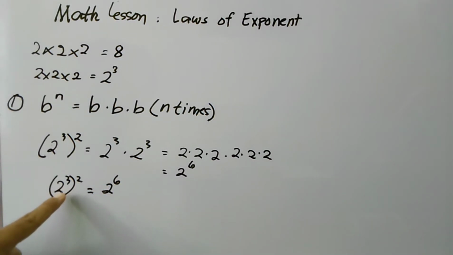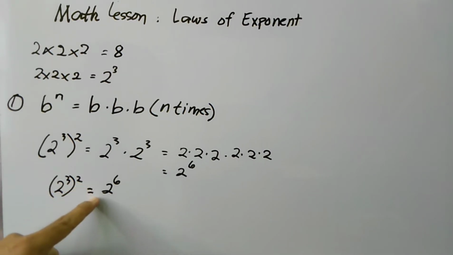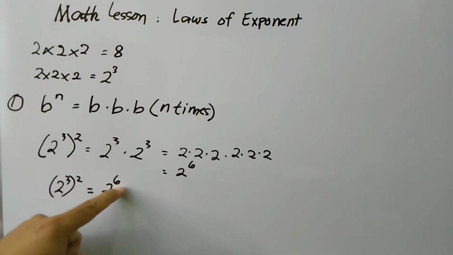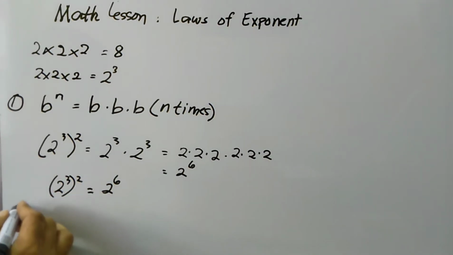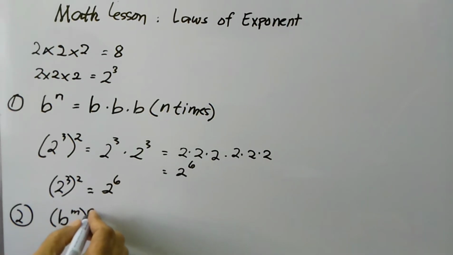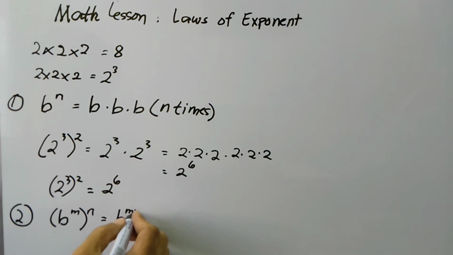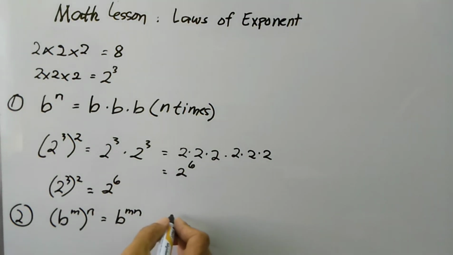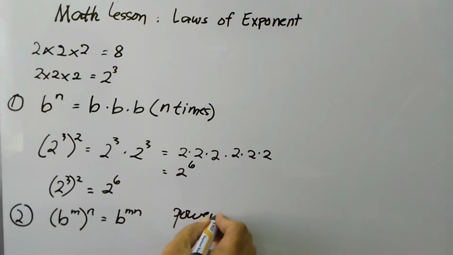Let us see this. There is a pattern here. We have 2 cubed squared. The answer is 2 raised to 6. We copy the base and then we have 6 here. From 3 times 2 becomes 6. So the second law of exponent is if we have a number b raised to m raised to n, the answer is b raised to mn, the product of these two exponents. And we call this power of powers.